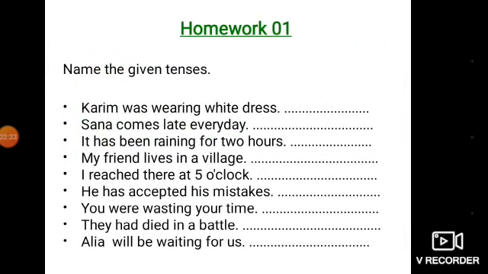Let's move towards practice. Today you will be assigned 3 short homeworks. Homework 1, name the given tenses. There are some sentences written on the slide. You have to tell their names.